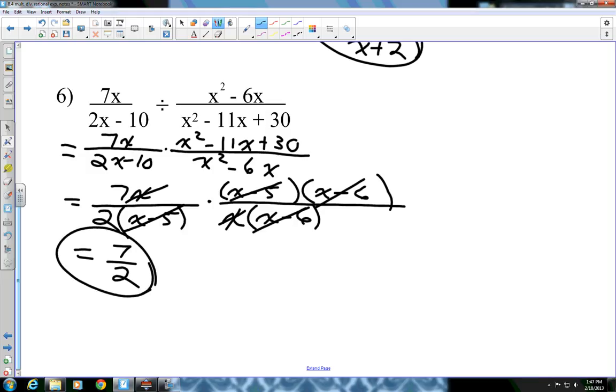So that one is ugly, it's just lots of stuff there. They're not any harder than that. You should be able to do this.